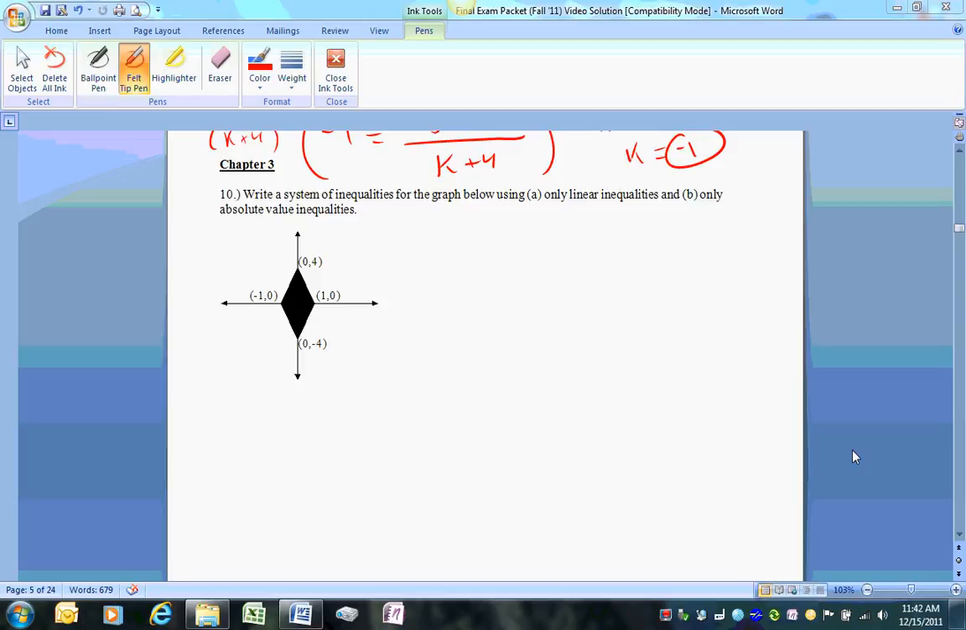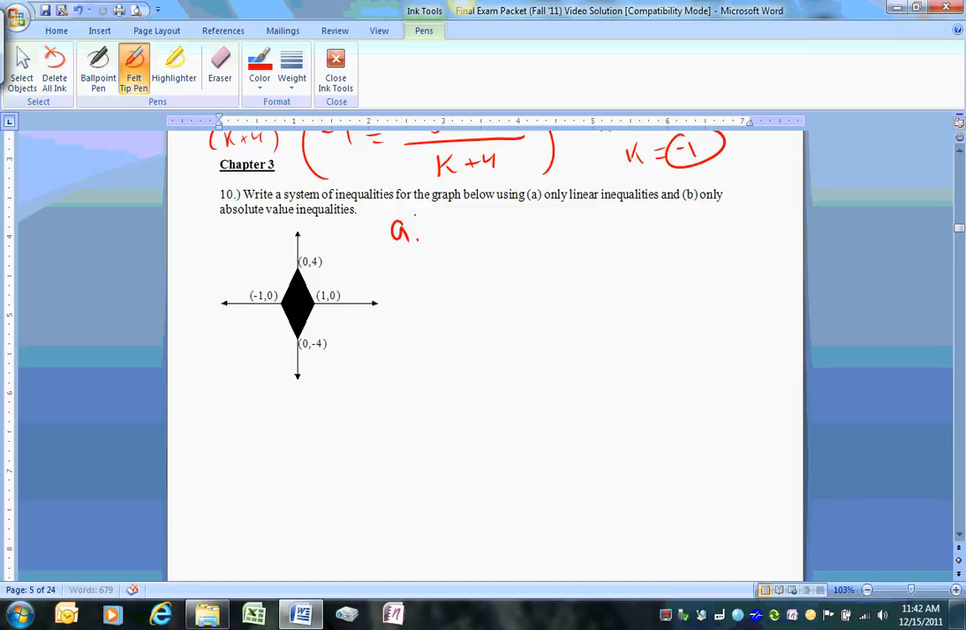Okay, back to do chapter 3 stuff. So for number 10, you're asked to write a system of linear inequalities and a system of absolute value inequalities for the graph below. So if we start with part A, remember linear equations look like this.